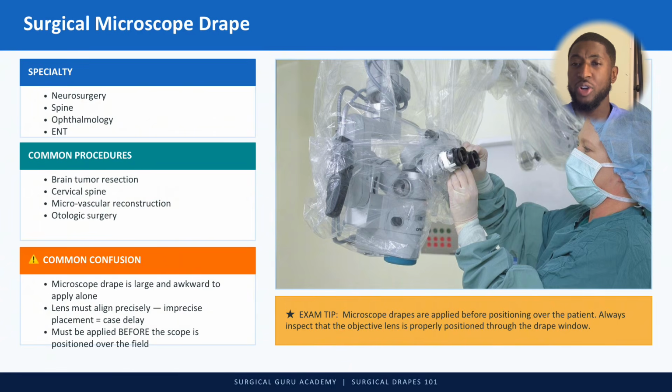Surgical microscope drape. This one is for neurosurgery, spines, ophthalmology, eyes, and ENT. Common procedures: brain tumor resection, cervical spine, microvascular reconstruction, and autologous surgery. This is not the easiest drape to put together.